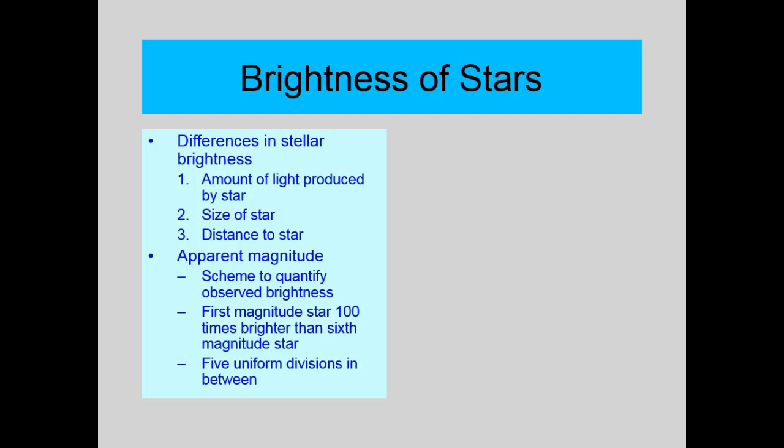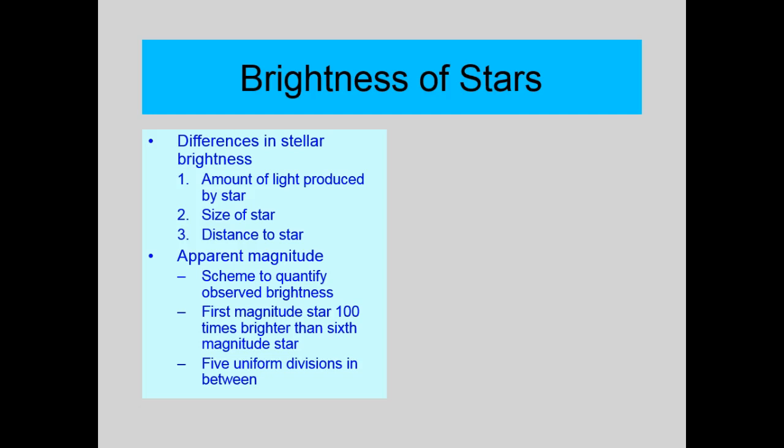Okay. Let's talk about brightness of stars. This is on page 358 where this begins. There are definitely differences in stellar brightness. You can look up at the stars at night, even in town, and see some are brighter and some are dimmer. Well, what makes for those differences in brightness? One, how much light is being produced by the star? In other words, how hot is that star? So how much light is it giving off?